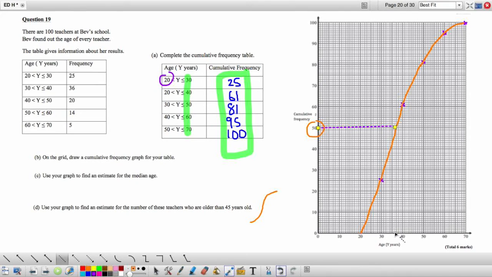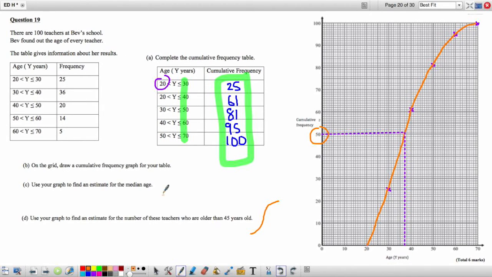Then dropping down, coming up here, and you're going to get approximately 37 for your median.